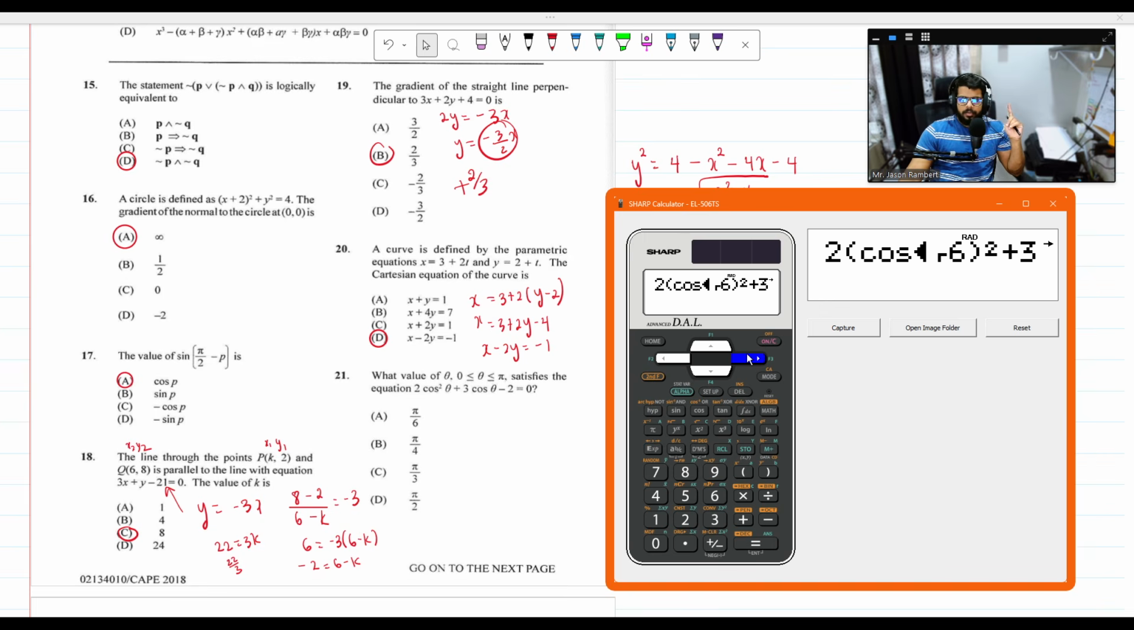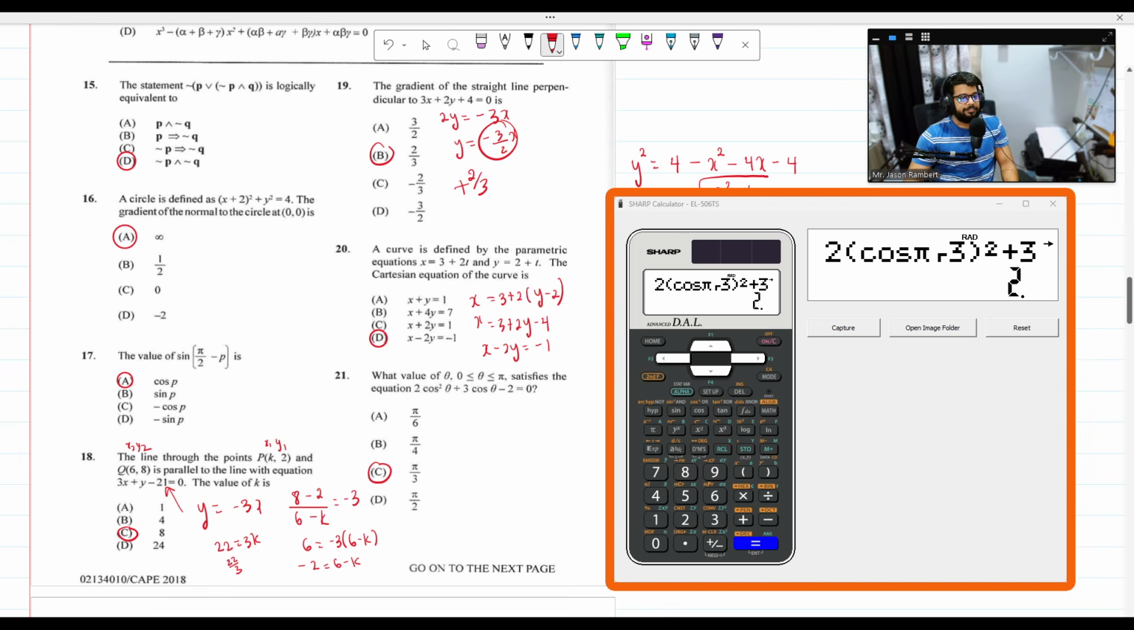I put it squared. Now instead of pi on 6, I'm going to try pi on 4. See if that's working. Pi on 4 and pi on 4. That is working as well. Let me try pi on 3. Aha! This one works, so the answer is going to be C. And this is a lot faster than solving the equation.